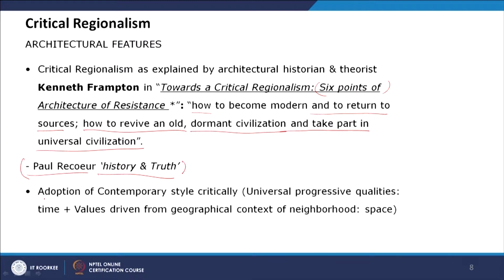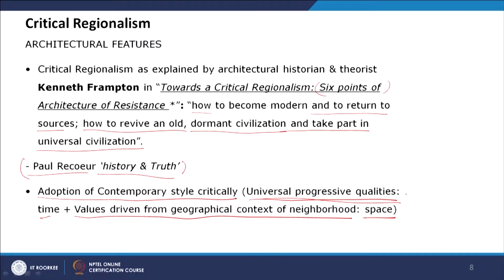He is telling us that adopting contemporary style critically is the process of critical regionalism. Its universal progressive qualities, which are time, plus values derived from the geographical context of the neighborhood, which is space. If we blend them together, then it will be critical regionalism. So it's not just a spatial factor. There is a temporal factor, which is the contemporary. So it's the universal progressive qualities which are there in contemporary architecture. That's why it is part of contemporary architecture.